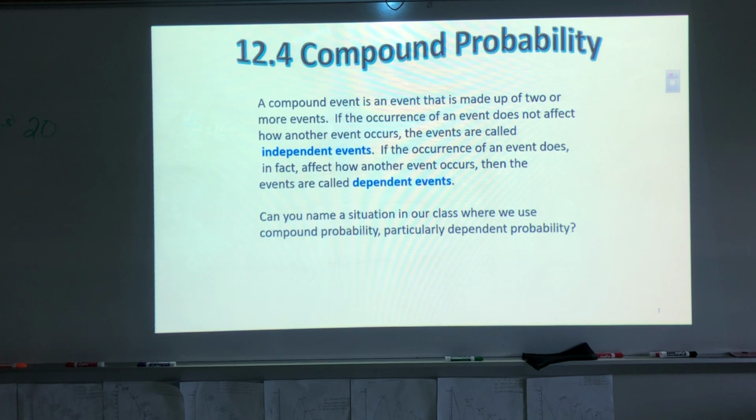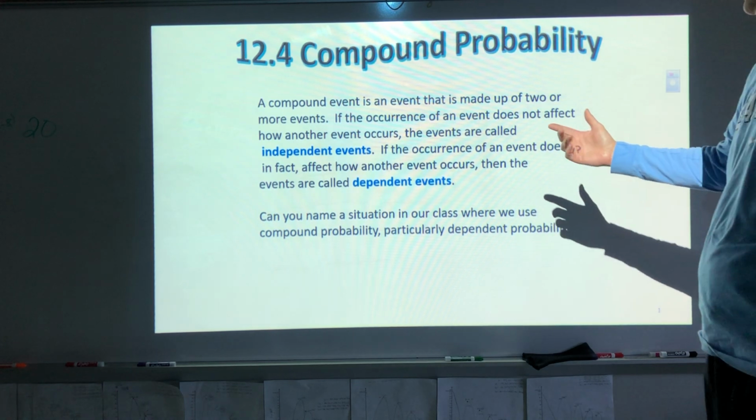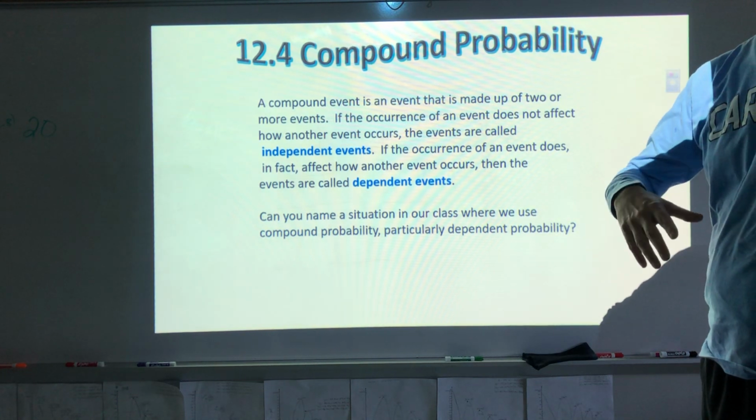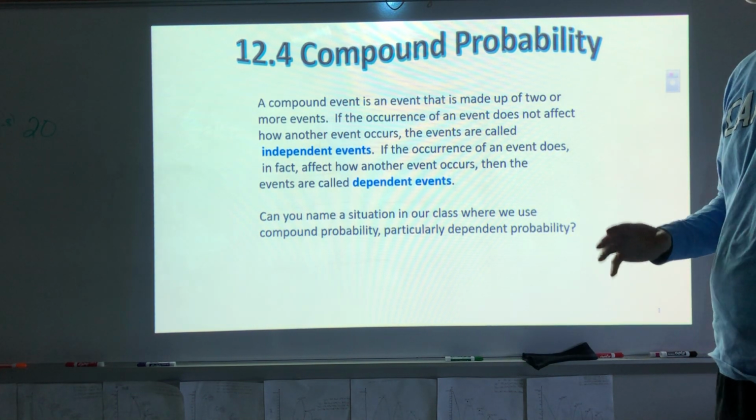All right, we're gonna go over our fourth section in Unit 12. We're still in probability. This section involves something called compound probability. The previous lesson just talked about single events going on, one thing going on. Compound probability, as you can read, is one event made up of two or more smaller events going on.